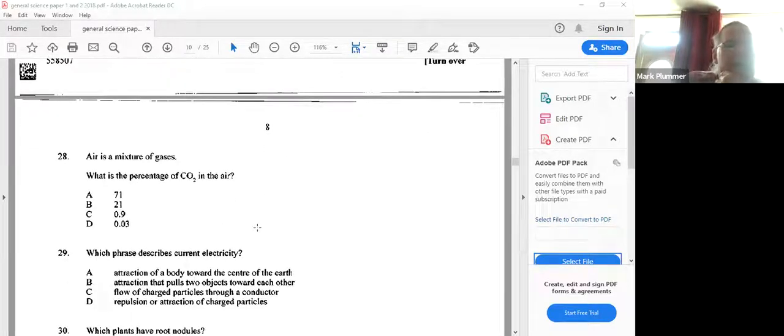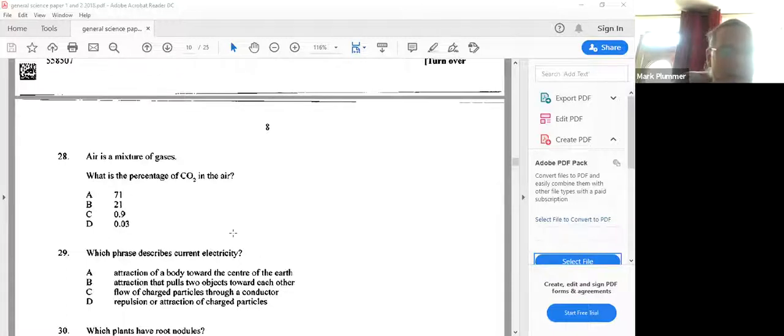Okay, number 28. Air is a mixture of gases. What is the percentage of carbon dioxide in the air? And the answer to number 28 is D. This is one of the things that's said about carbon dioxide, isn't it? People who deny climate change say that because there's such a small amount of carbon dioxide in the atmosphere, somehow the way that we do things doesn't have any impact on the Earth's climate system, which of course is not true, because it does, as we are beginning to see.